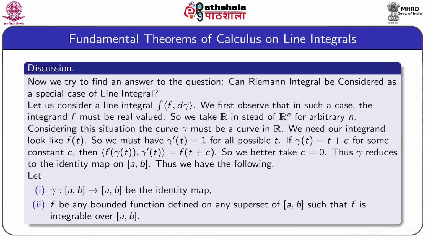If gamma(t) equals t plus c for some constant c, then we find that the inner product of f(gamma(t)) and gamma dash(t) equals f(t plus c). So, we better take c equal to 0. Thus, gamma reduces to the identity map on the bounded closed interval [a, b]. Thus, we have the following. Let gamma from the bounded closed interval [a, b] to itself be the identity map. Secondly, let f be any bounded function defined on any superset of [a, b] such that f is integrable over [a, b].